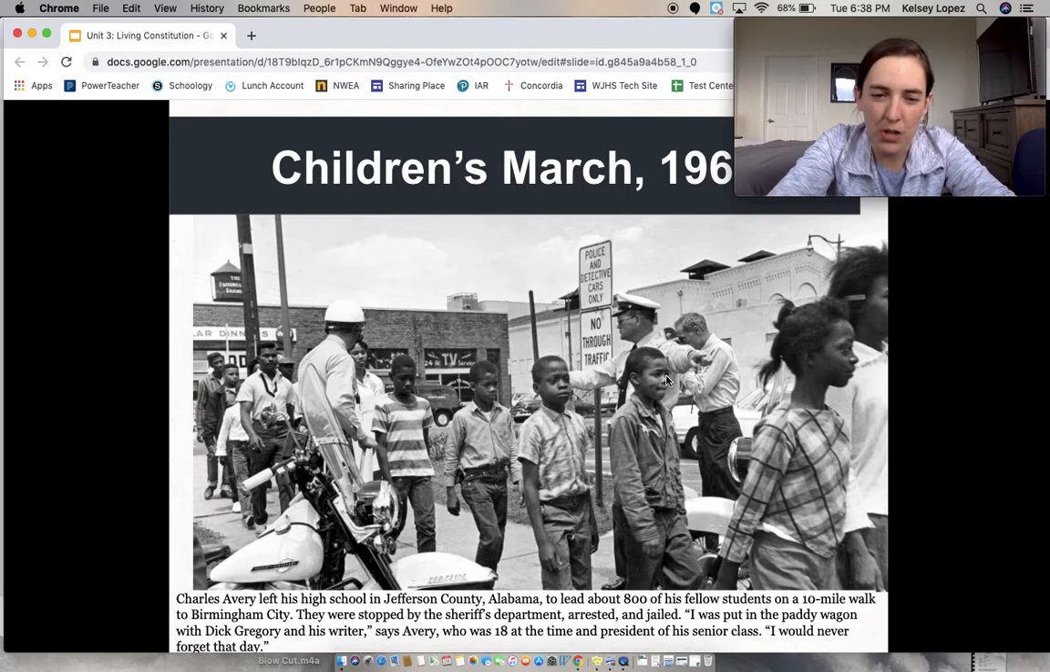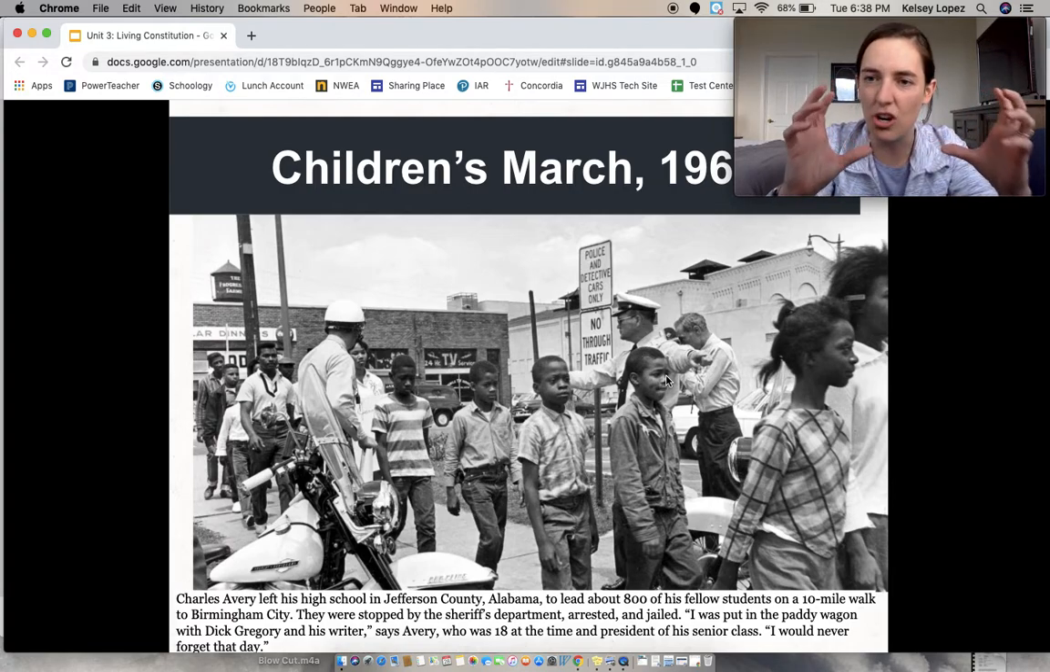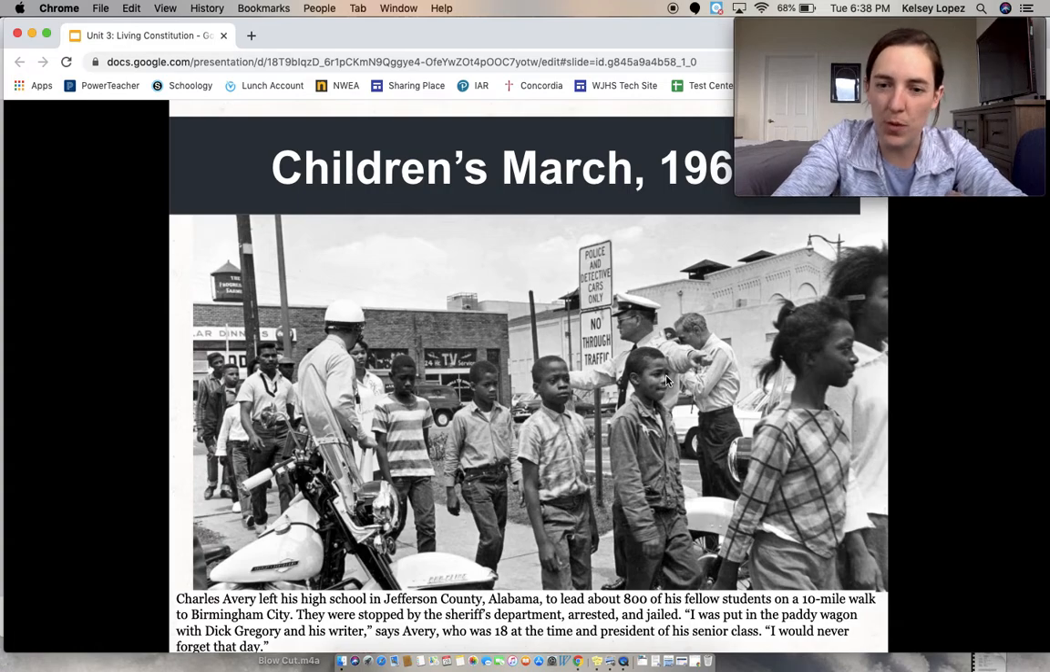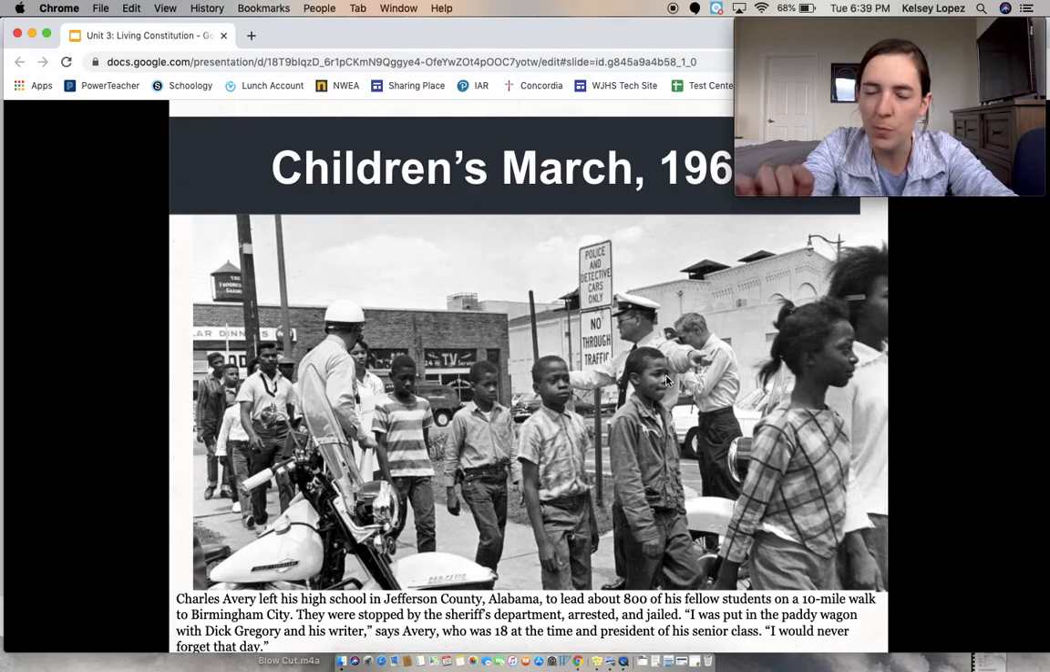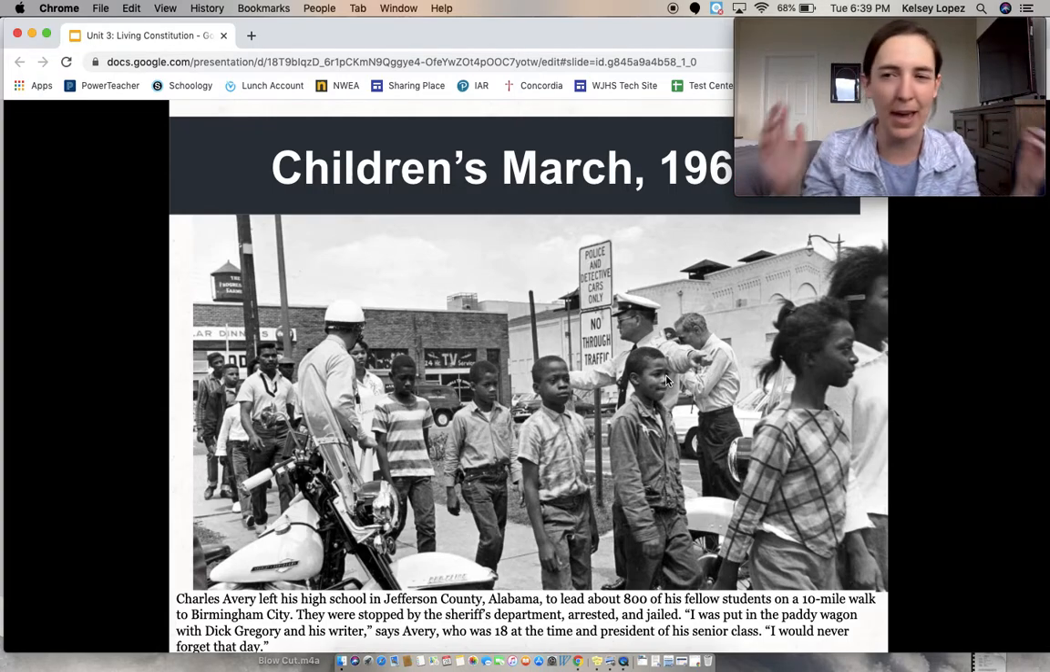A student named Charles Avery, a high school student, organized 800 fellow students in Birmingham, Alabama, a city that became the center of the civil rights movement during the 1960s. And they marched a 10-mile walk to protest the injustice of segregation. At the time, this was incredibly interesting and it caught the media's eye, especially because it was kids. It wasn't just young people. It wasn't college students even.